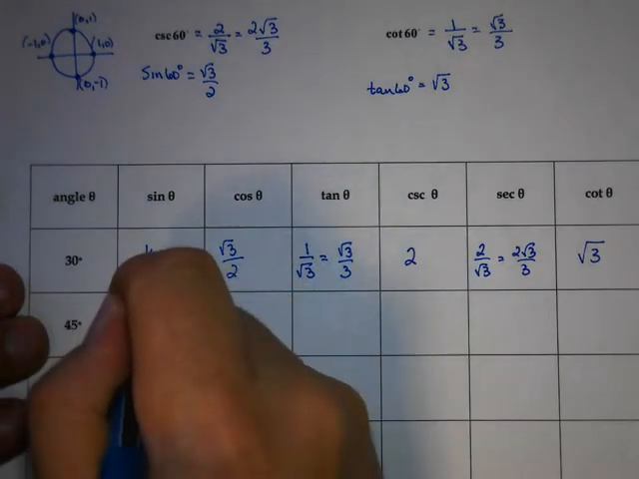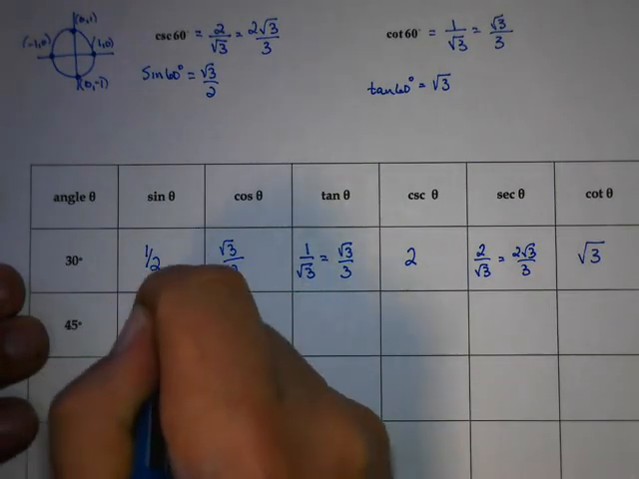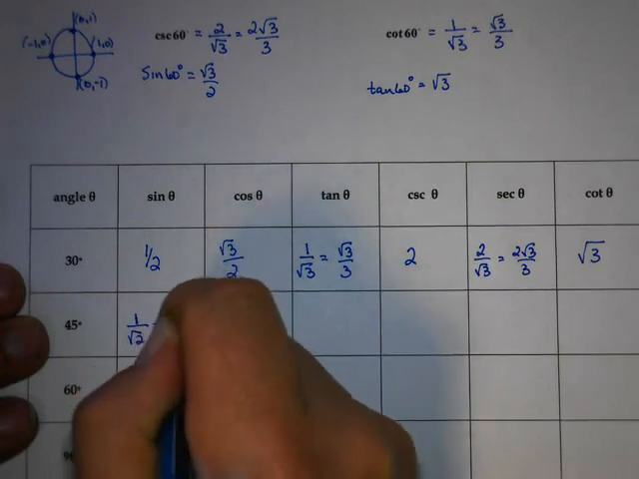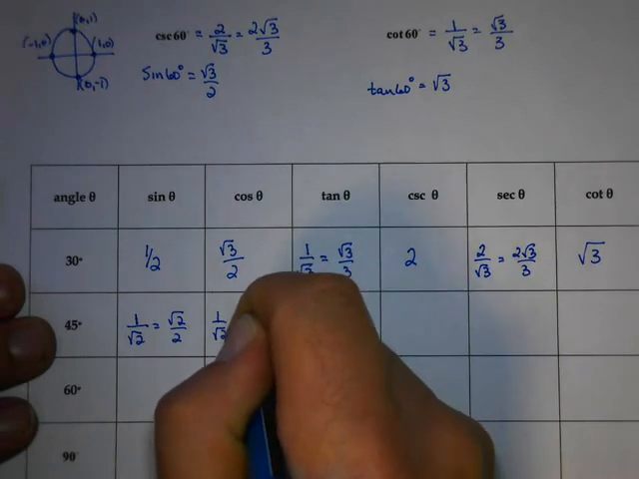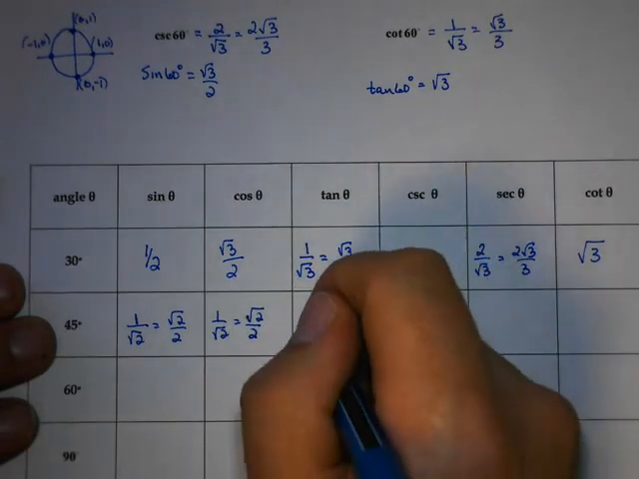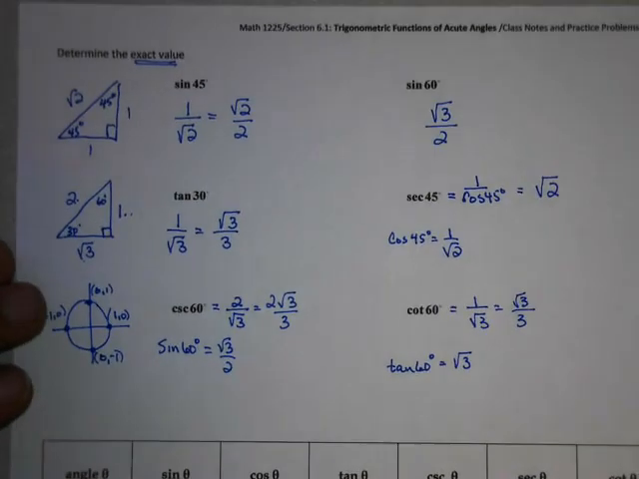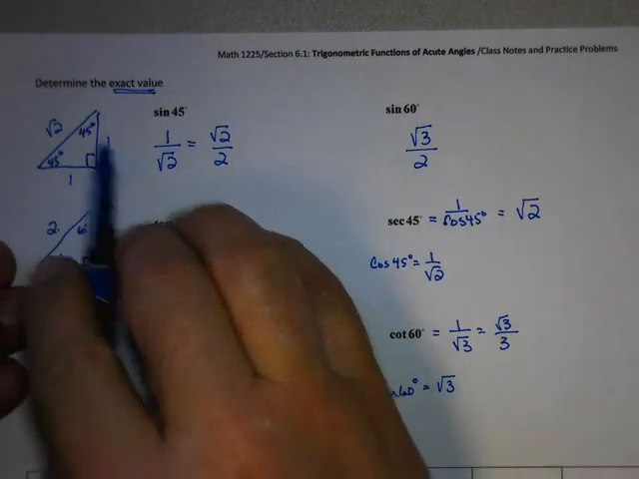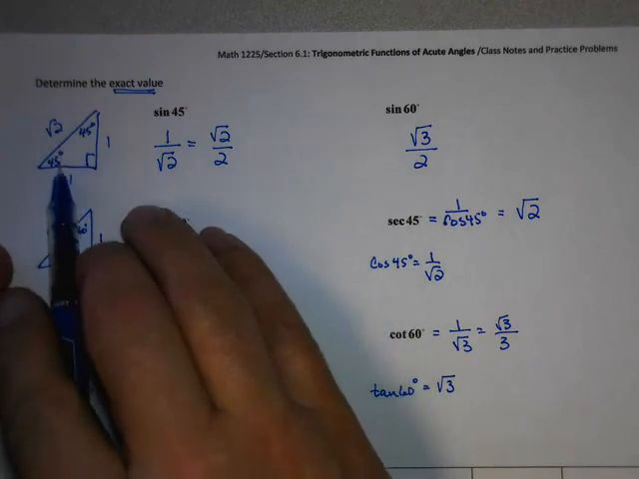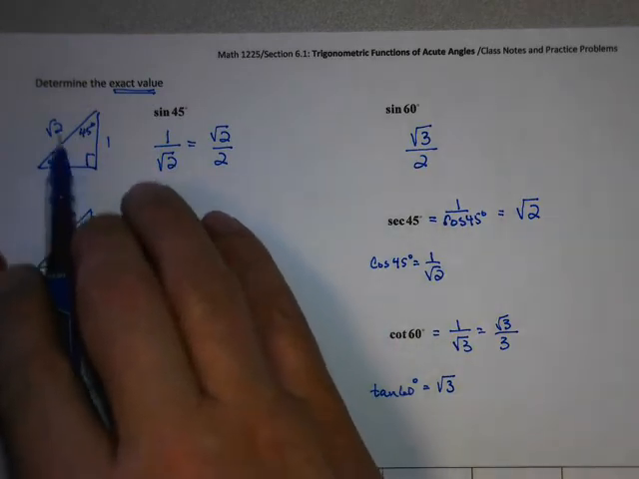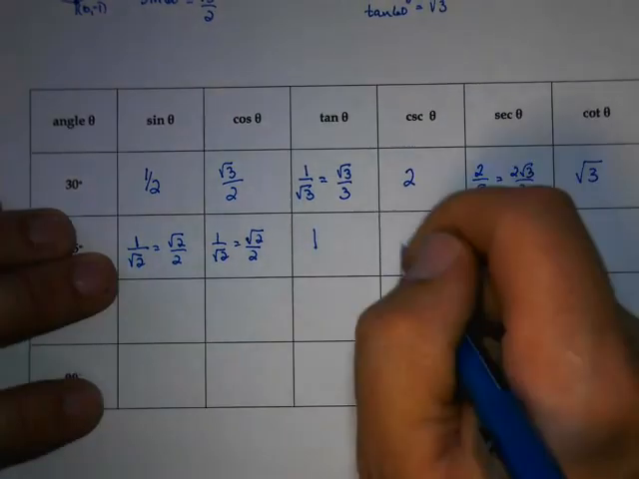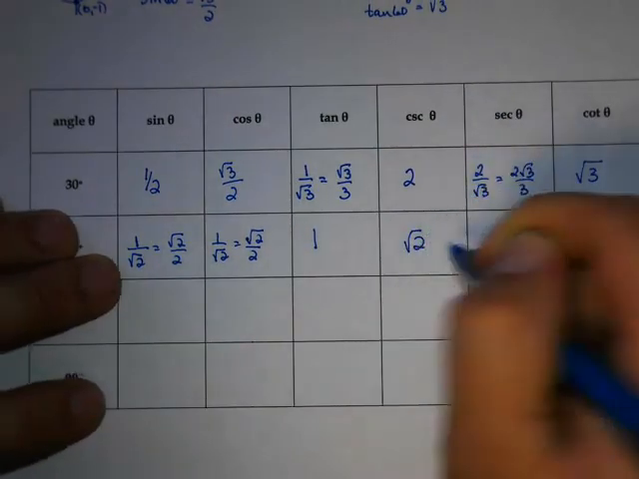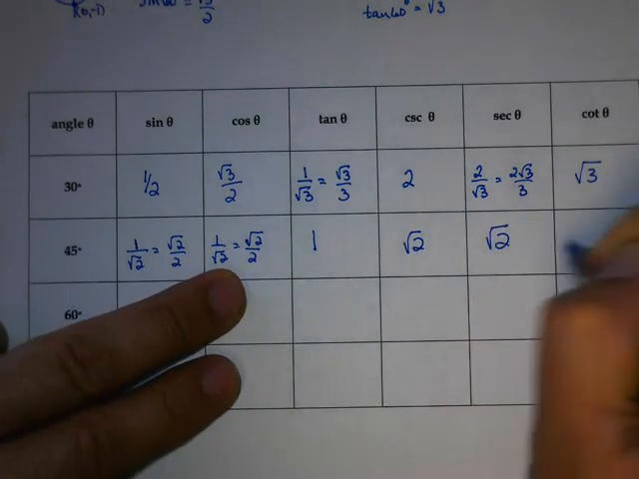Now if we're doing 45, sine of 45 is 1 over the square root of 2, which is square root of 2 over 2. Cosine is 1 over the square root of 2, which is square root of 2 over 2. And tangent is 1. How do we get that? Sine, 1 over the square root of 2, rationalize. Cosine, adjacent over hypotenuse, now rationalize. Tangent, opposite over adjacent, which is 1. And now I need the reciprocals. So this is going to be square root of 2, this one's going to be the square root of 2, and this is going to be 1.